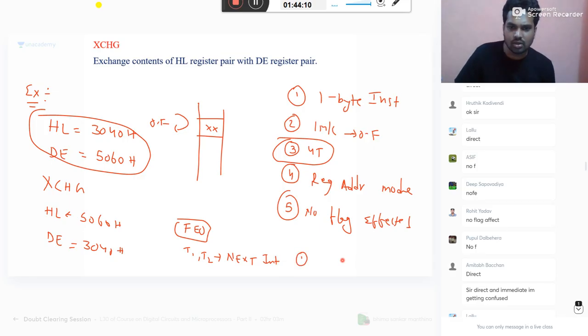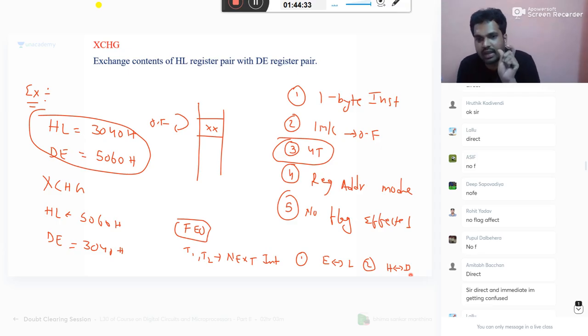Your L is copied with E, and H is copied with D. It will take the help of some temporary register, no doubt. If you are having an address and the contents of the address, we keep the bracket. Here value only: L value copied to E, D value copied to H. That's all. Okay, Ruchita? If an address is given, then we keep the bracket. So it's showing that the number is not copied there.